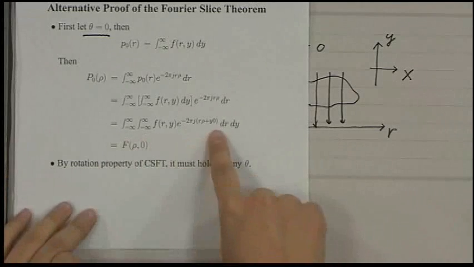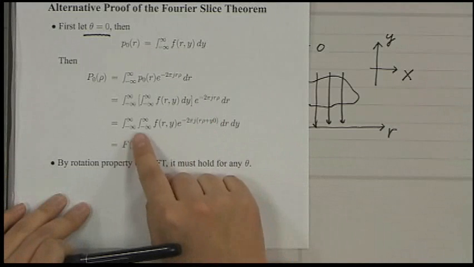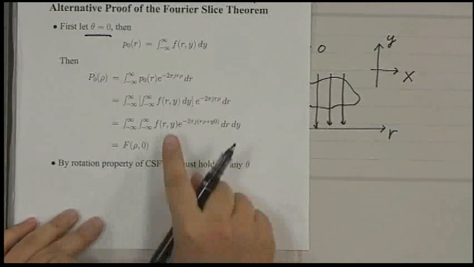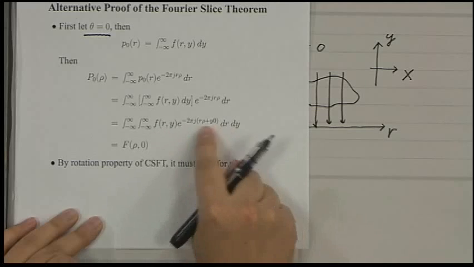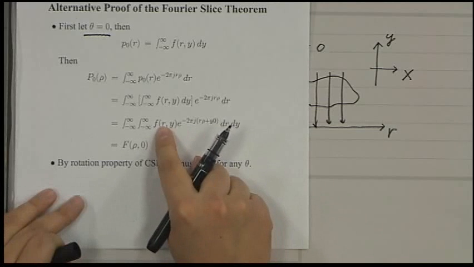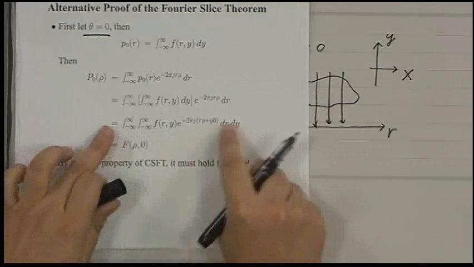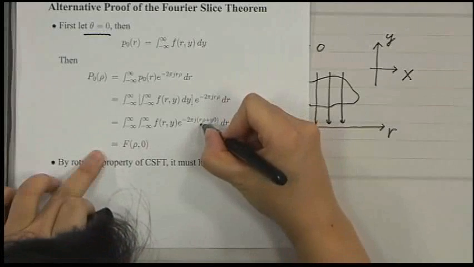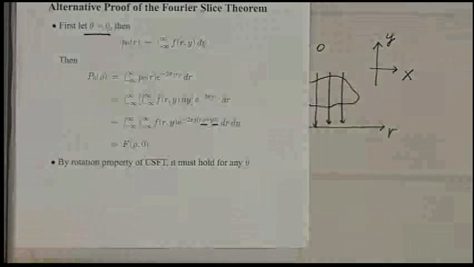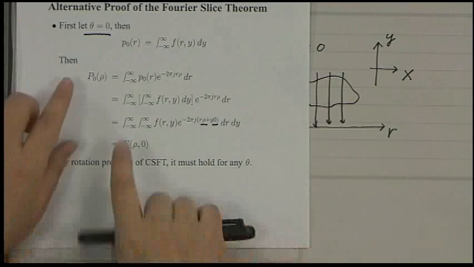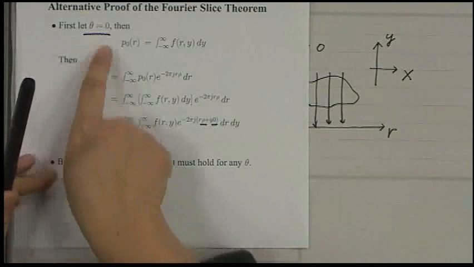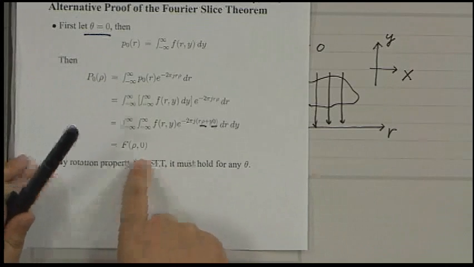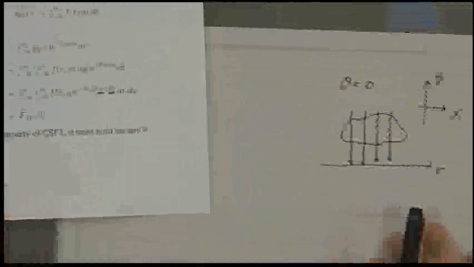And again, we are familiar with this form. This is the form of the Fourier transform of f(x,y). Actually, r is a dummy variable, so it can be anything. It can be x, it can be any other variable. So this is the Fourier transform F(u,v), but u, v takes the values rho and 0. So we get, for the theta equals 0 case, P(rho) equals F(rho, 0). What does this mean graphically?